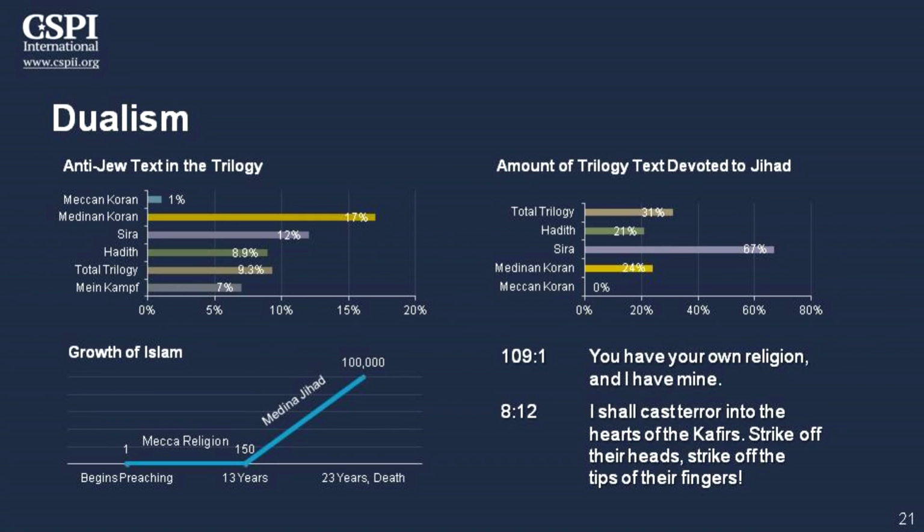So we have a concept which I call dualism. Two different Islams, two different Qurans, two different Mohammeds. And so therefore you get into this extreme and radical and moderate.